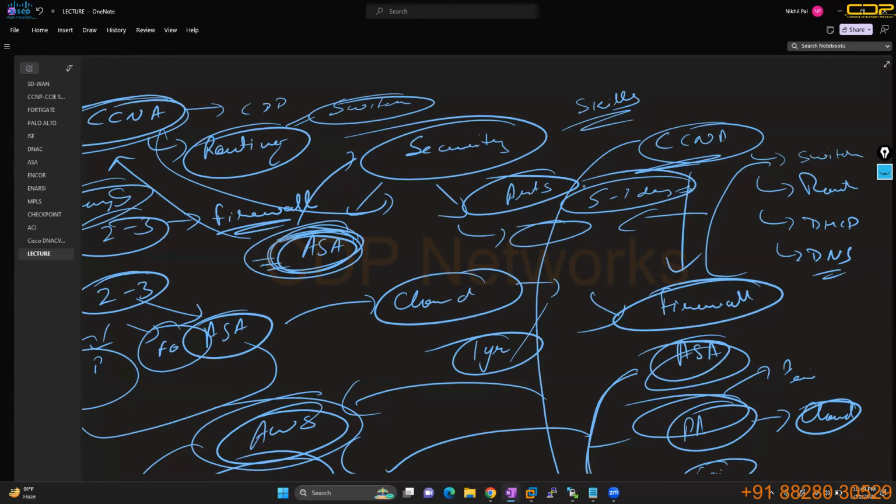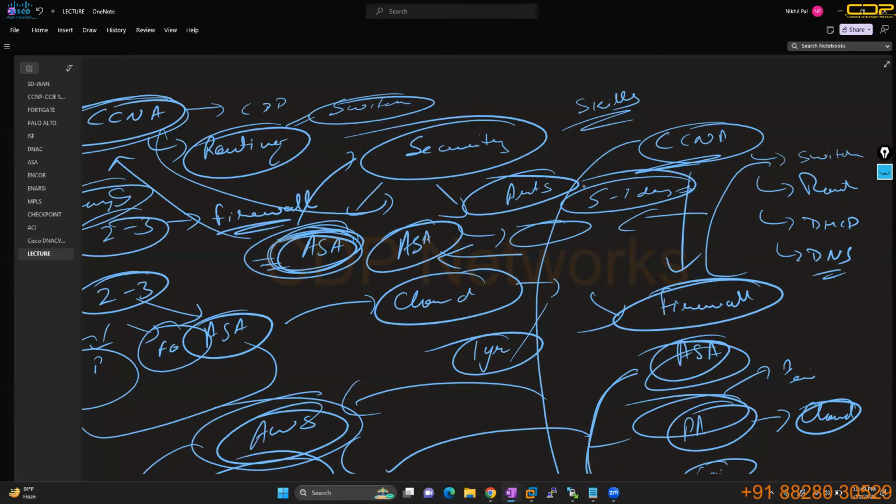But in the CCNP, CCIE Security, the core topic will be your ASA, and we are separately covering this ASA. Basically, on the basis of just ASA, you can enter into security. If you have given a good interview, they will give you hands-on experience on the ASA. Then in the CCNP, CCIE Security, we have other devices like ESA, WLC, WSA, and ICE. If you are good with the ASA, then they will be able to give you training for ICE and ESA. That's the future.